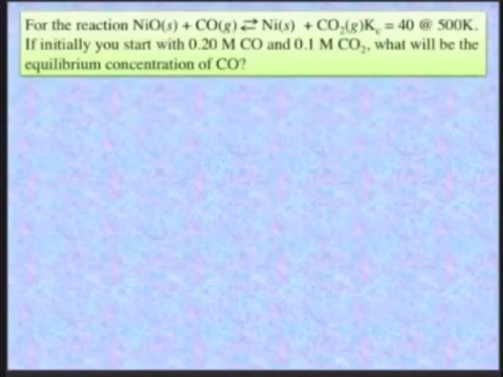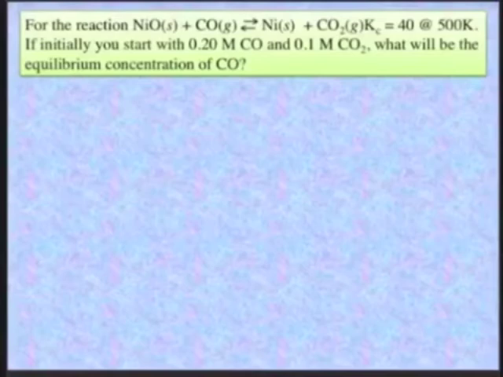For the reaction nickel oxide as a solid plus carbon monoxide as a gas forms nickel as a solid and carbon dioxide as a gas, the Kc is 40 at 500 K. If initially you start with 0.2 molar of carbon monoxide, 0.1 molar of carbon dioxide, what will be the equilibrium concentration of carbon monoxide? So of course you write your mass action equation, and you want to try and do this. Turn it off. See if you can do this, okay?